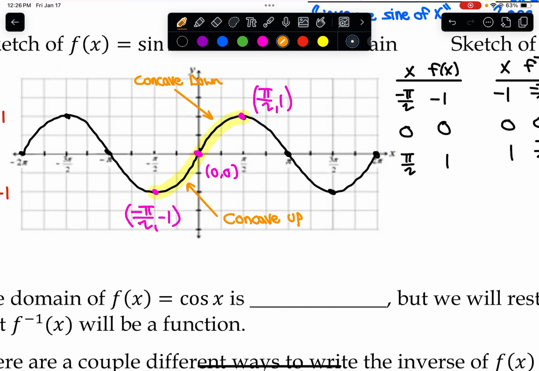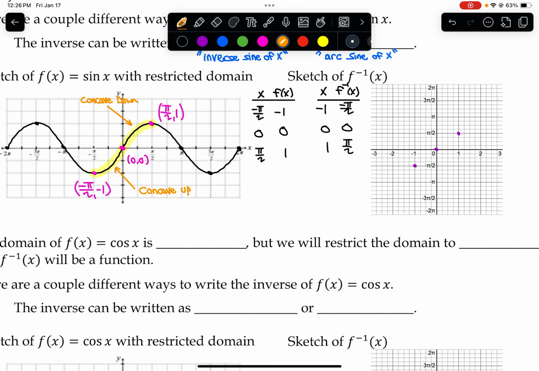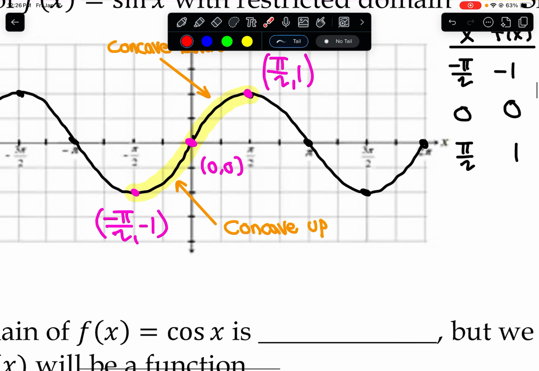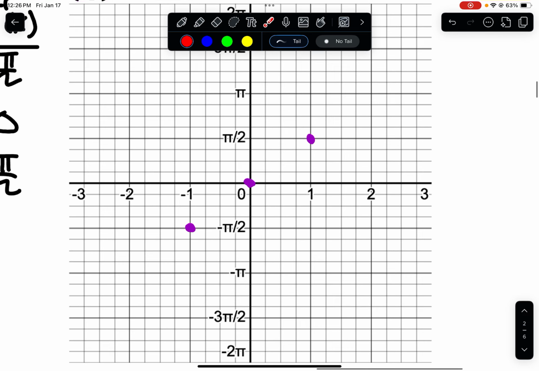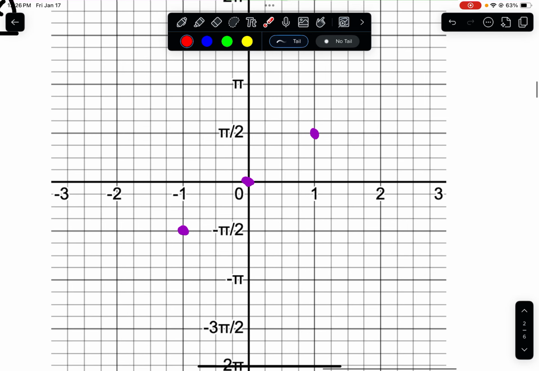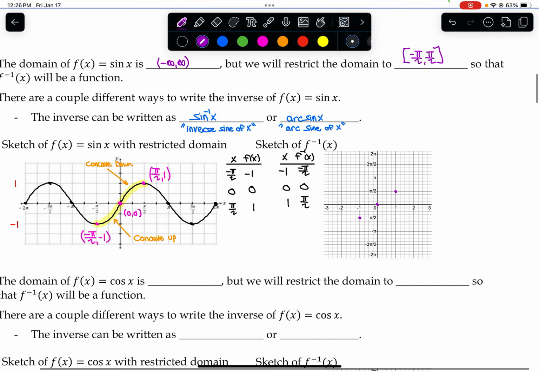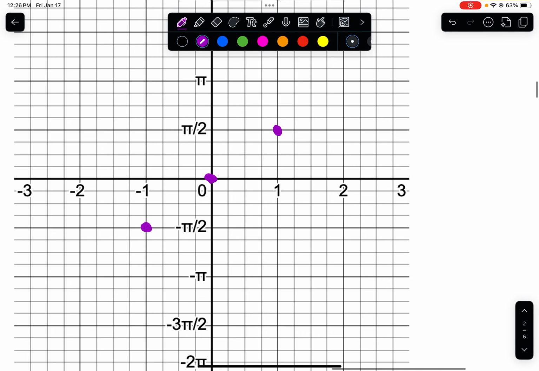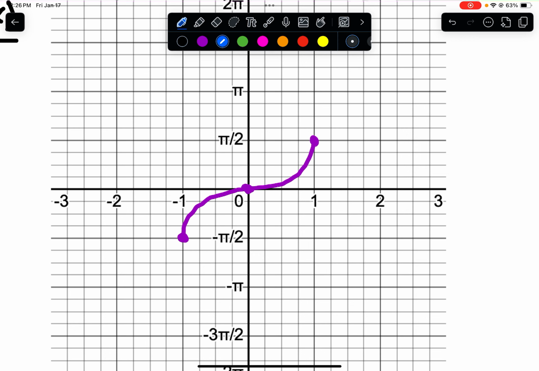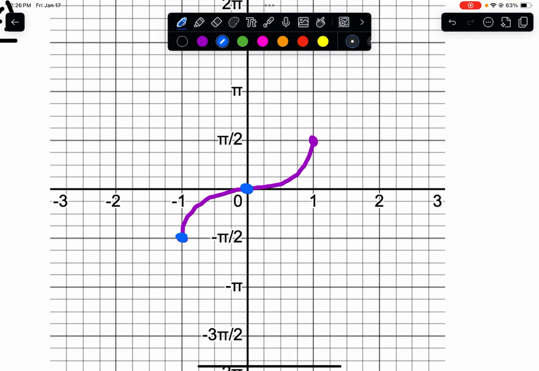So just like how when we take the inverse, we flip the points, we're also going to flip the concavity. Because we start concave up, now in the inverse it's going to start concave down, and then we're going to transition to concave up. So over here, we start with concave down and then go concave up. So this is what your graph of inverse sine is going to look like.